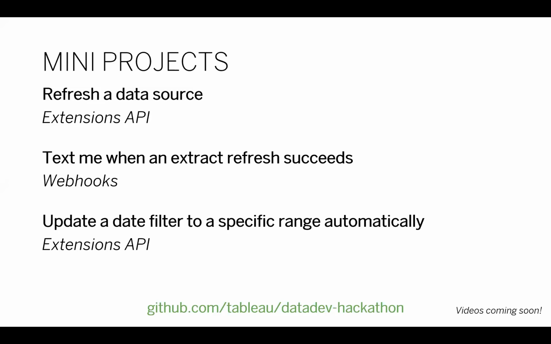So this is just an example of the ones we have currently, and we're going to be building them out as we go. But let's say you want to learn how to update a date filter to a specific range, but have that happen automatically. Well, that's something that you can do with the Extensions API, and we have these mini projects that walk you step by step from beginning to end. So if you've never built anything before, you can leave saying, I built this thing, and then maybe from there you can customize it and add your own flair to it. So again, all skill levels are welcome.